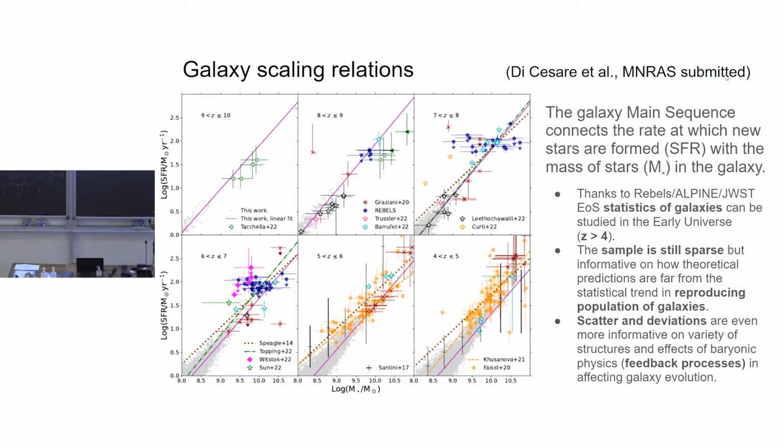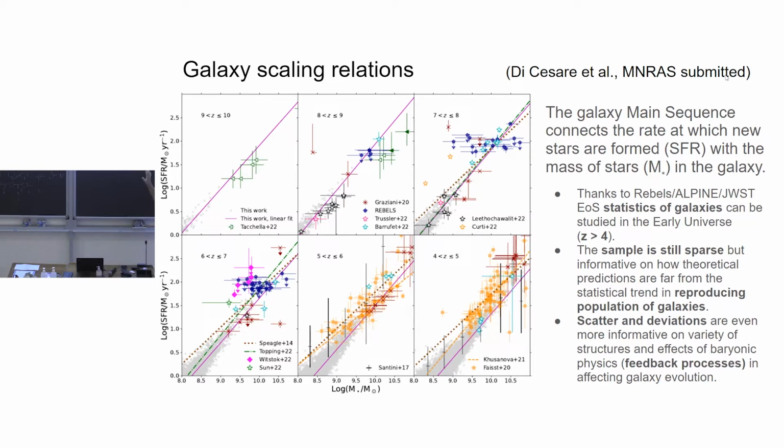So what we do is follow the evolution of our galaxies in different planes. For example, here I'm showing the main sequence of galaxy formation, which is the relation connecting the stellar mass of a galaxy with the star formation rate, the capability of this galaxy to produce new stars. So this is a famous relation, which is well investigated in the low redshift universe, because you have a lot of observations.